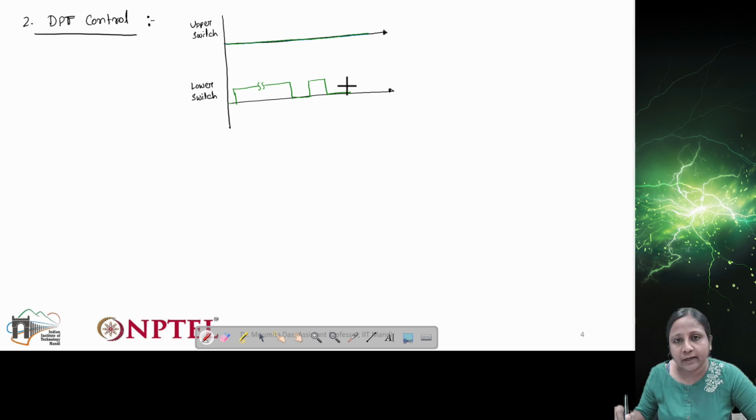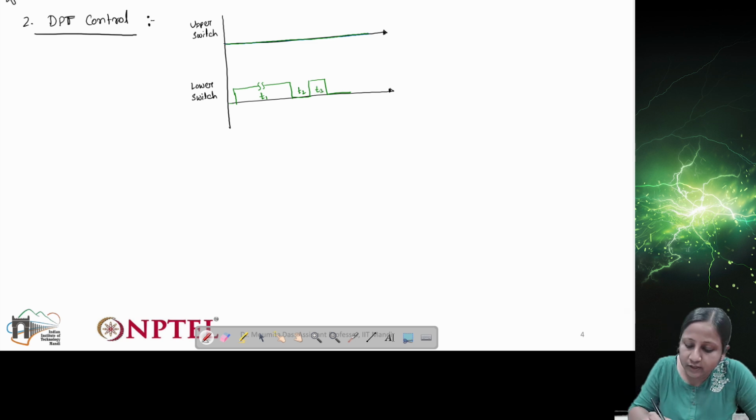So we have to provide two different pulses. Let's say the pulse width for the first turn on time for the lower switch is T1, for the second time, when the switch is off, we can represent it as T2, and the third one we can represent as T3. Now we have to find out what the values of T1, T2 and T3 should be.